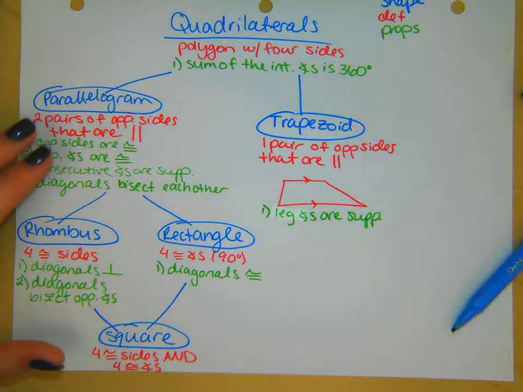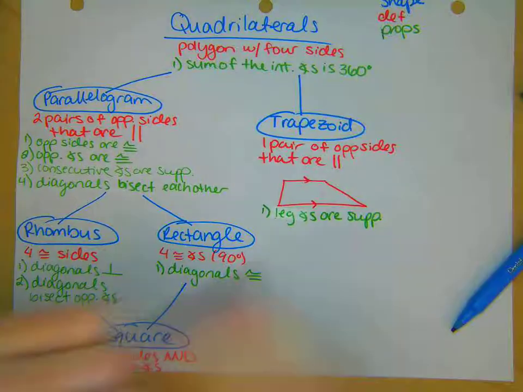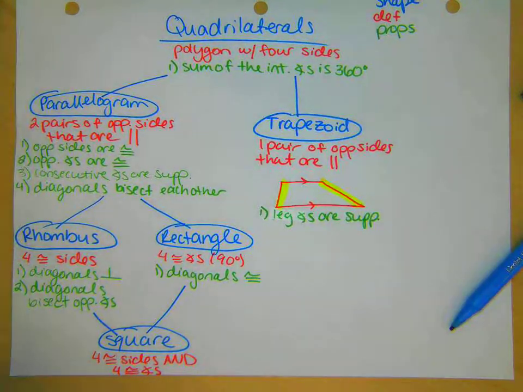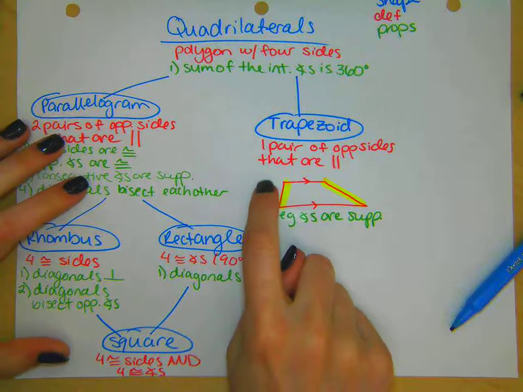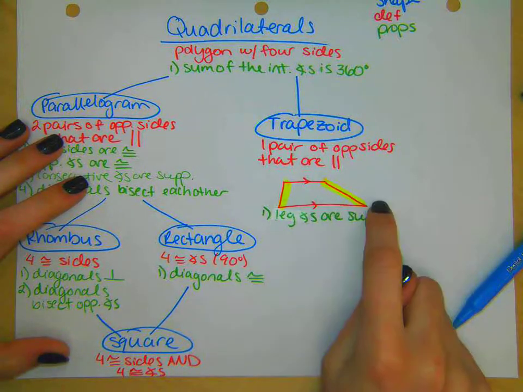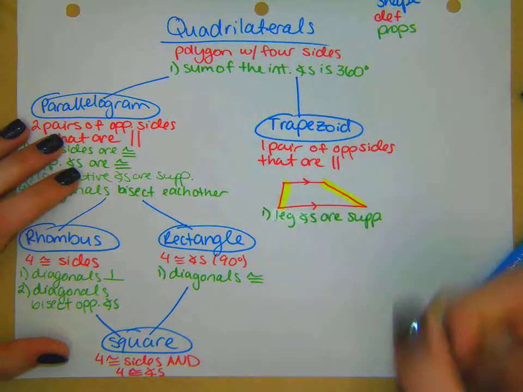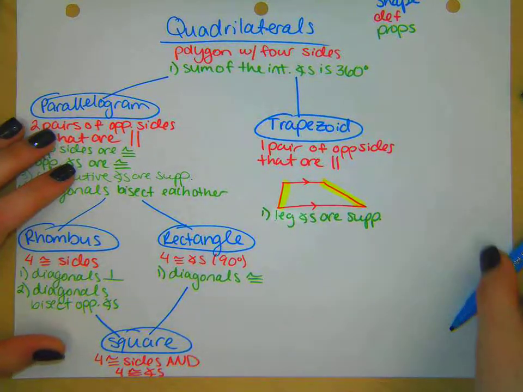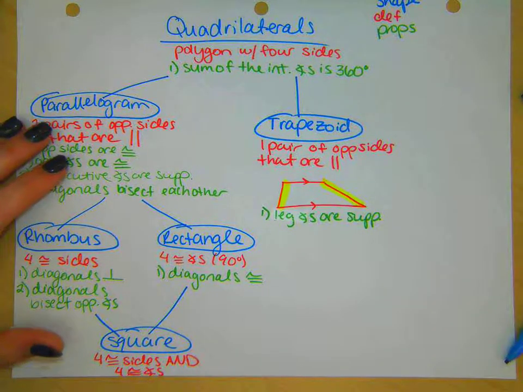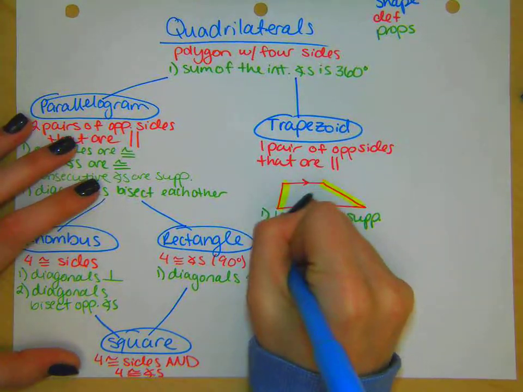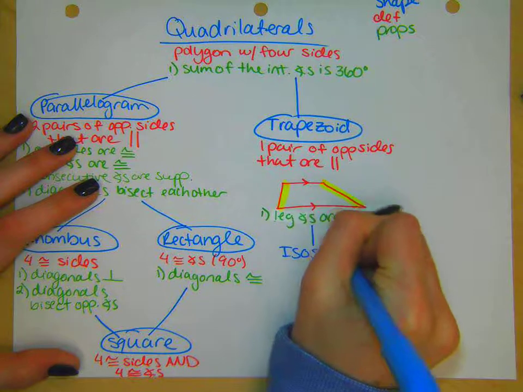So what that means is that these two angles here and these two angles here add up to 180. And that's true for all trapezoids, because if we think about this as parallel lines, this is a parallel line, this is a parallel line. If this is my transversal, these are my same side interior angles, and those are always supplementary.